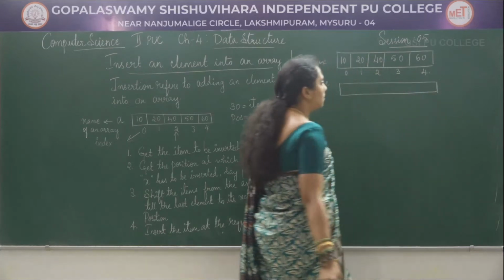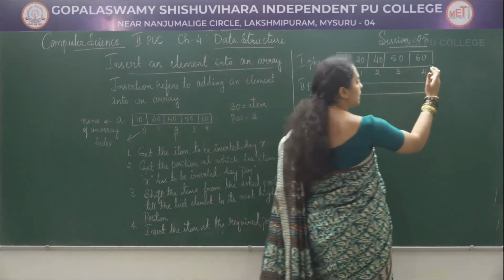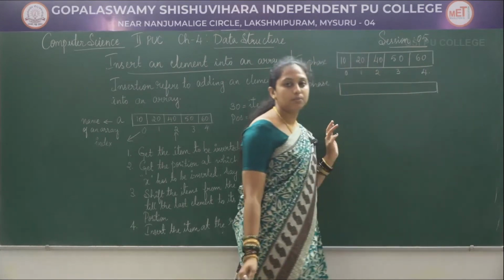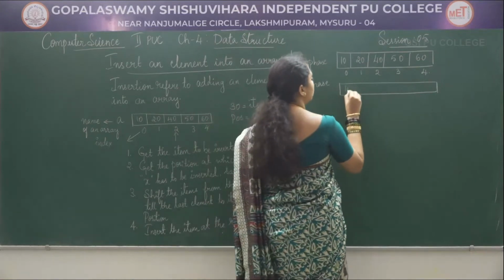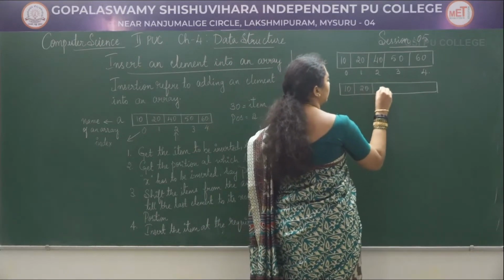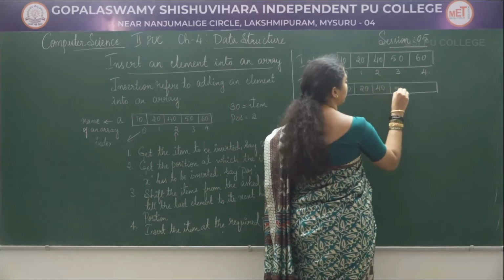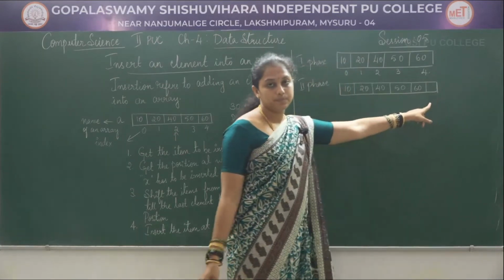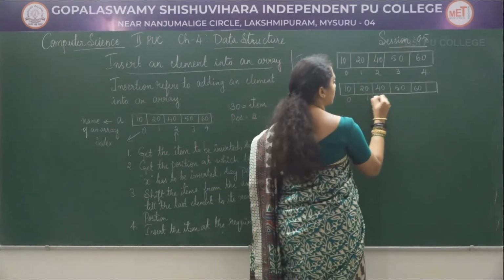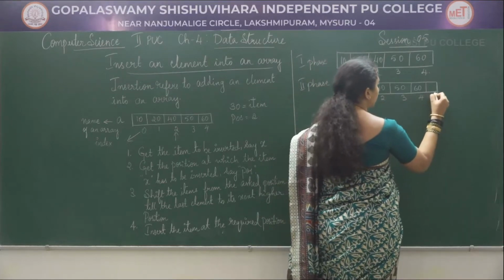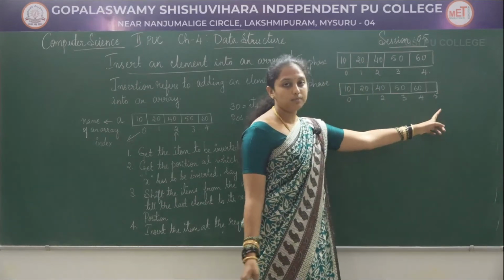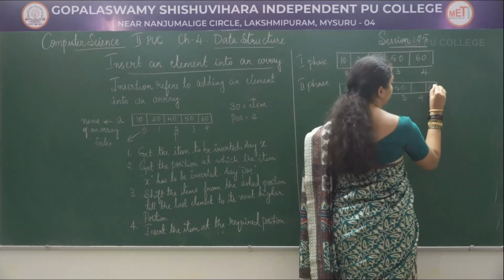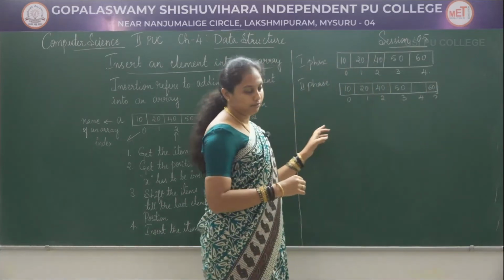So how to shift the elements? From the last element till the asked position we have to shift to the next higher positions. 10, 20, 40, 50 and 60. So this is the next higher position to shift the elements. So I am going to shift 60 to position 5.